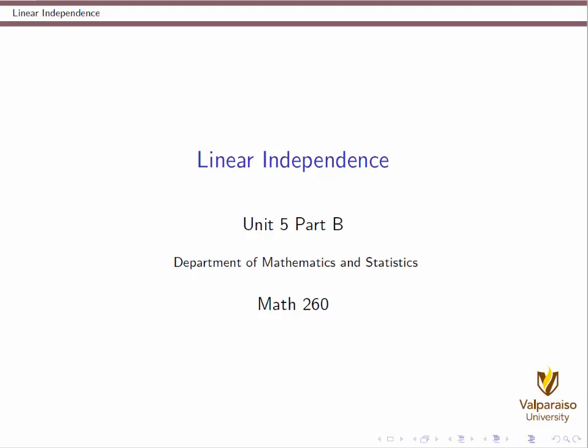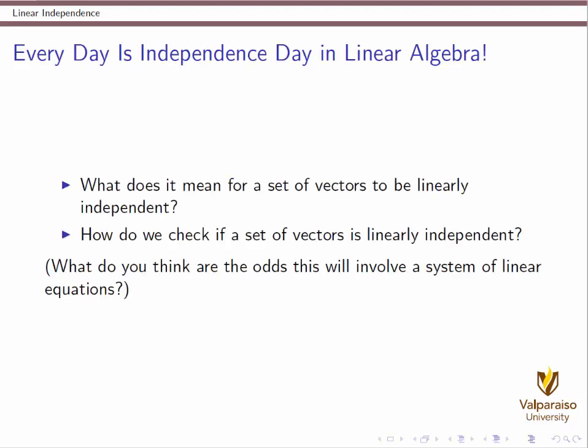Well, let's talk about the idea of linear independence of vectors. We'll talk about what it means for a set of vectors to be linearly independent, and then, knowing that, how do we check if a set of vectors is linearly independent? And what do you think the odds are that we will boil this down to solving a system of linear equations? I think the odds are pretty high.